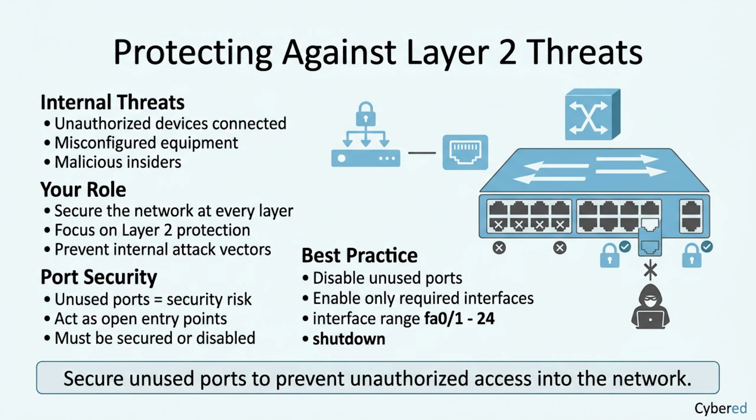Not all cyber threats come from the internet. Many originate inside the network, such as unauthorized devices being connected, misconfigured equipment, and malicious insiders. As a network engineer, your role is not just connectivity, but also securing the network at every layer, especially layer 2. Unused switch ports are a major security risk. They act like open doors into your network. Best practice: disable all unused ports and only enable required interfaces.